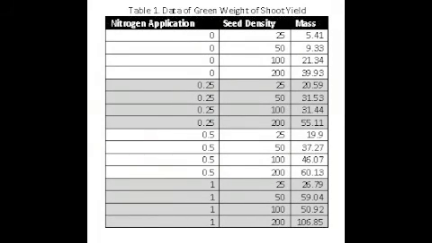Table 1, as seen here, displays the data our group collected. In this experiment, our independent variables were nitrogen applied, as seen in the first column on the left of the table, and seed density, which is identified in the second column. The shoot mass seen in the column to the right was the dependent variable.